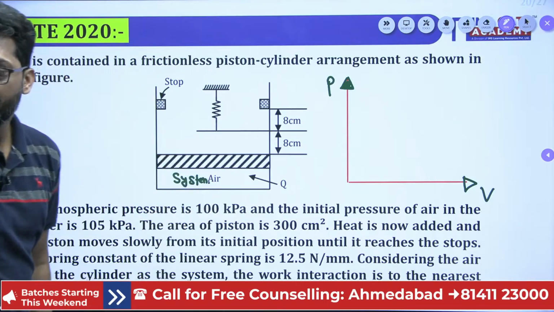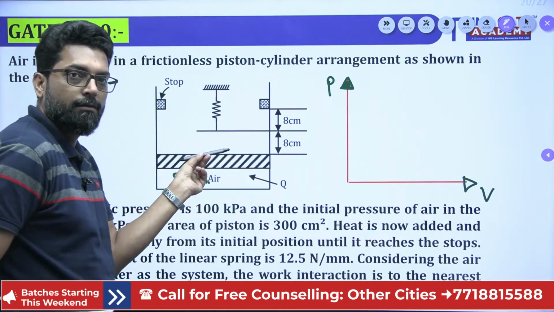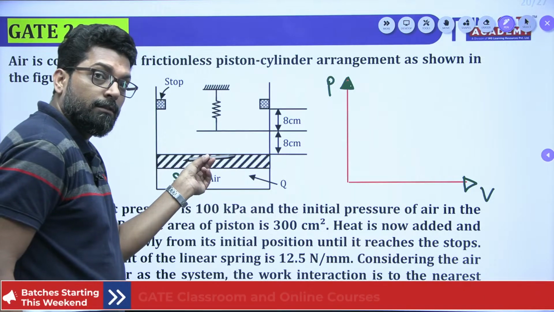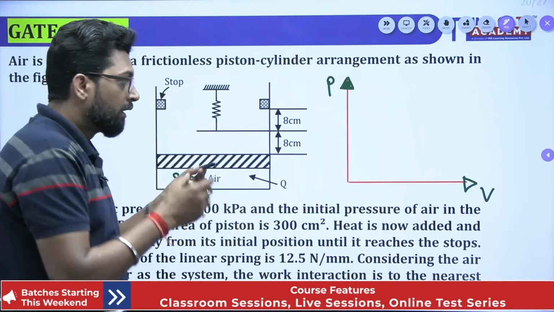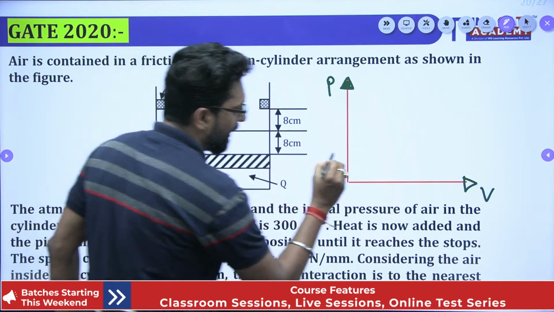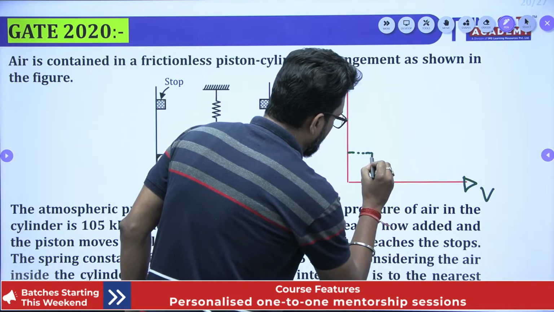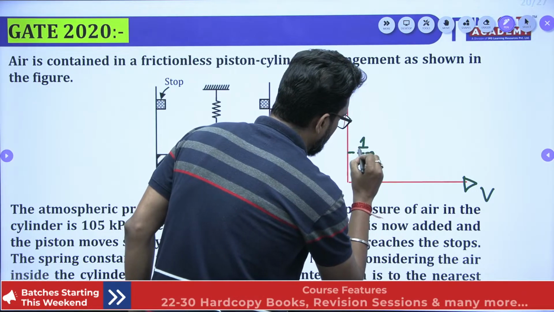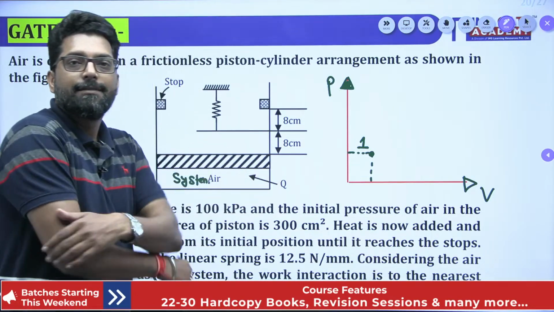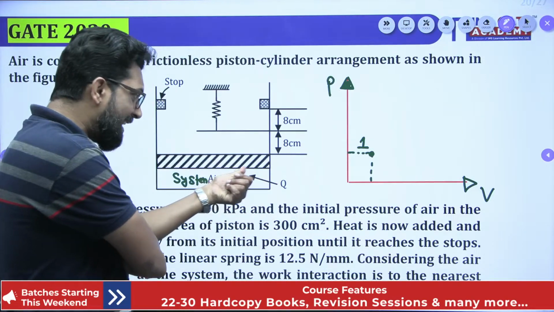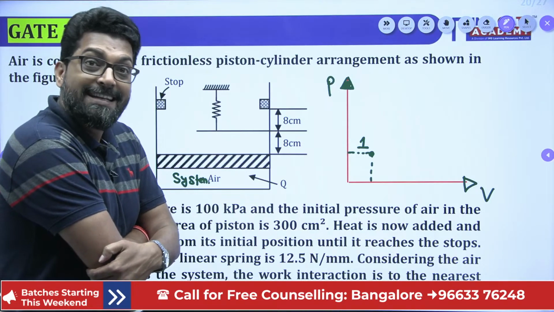Air as a system. Now, when the piston is floating, that is the initial point. That means at this point we have a pressure and volume, let's suppose. This is point number 1, P1 and V1. Now, you supply heat. If you supply heat, the piston will try to move up.